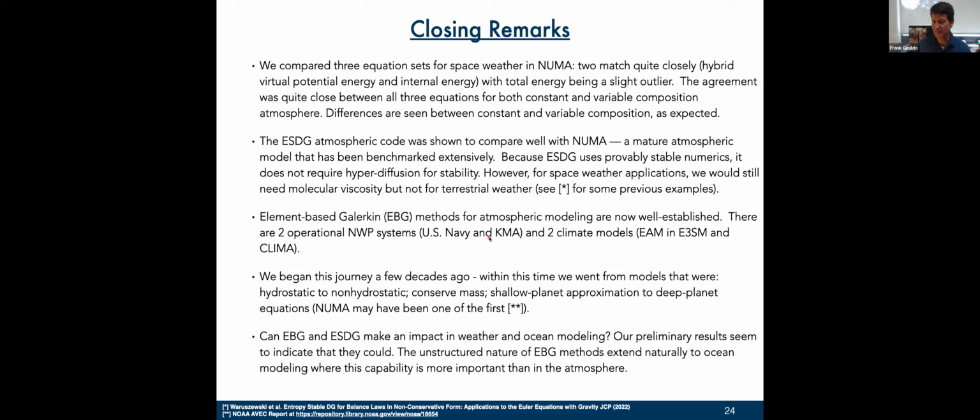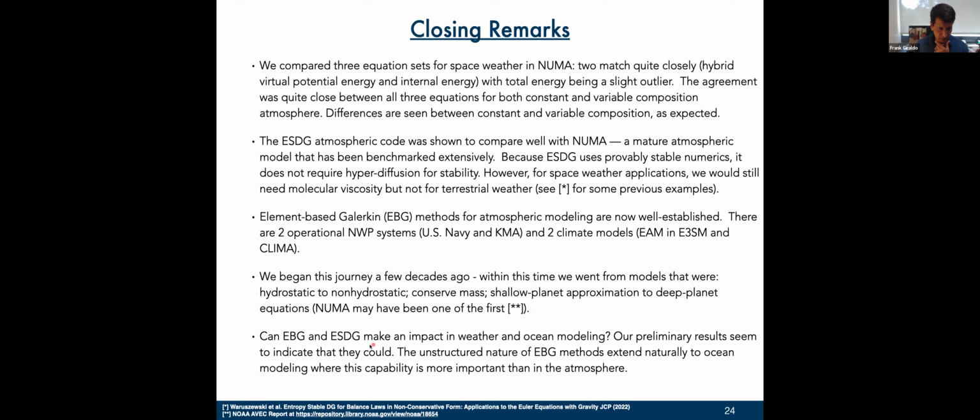And NUMA was designed from the beginning to be deep planet capable. So I think we were one of the first models. There was a study done by NOAA years ago, and if you're interested, go look there, you'll see how NUMA stacked against other models that were being considered for the National Weather Service's next model.